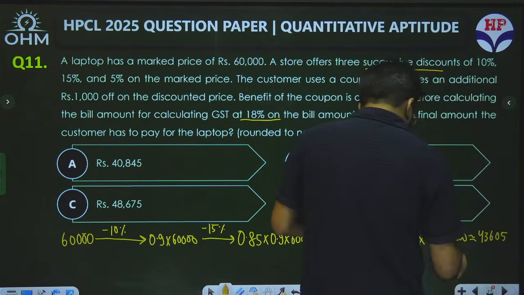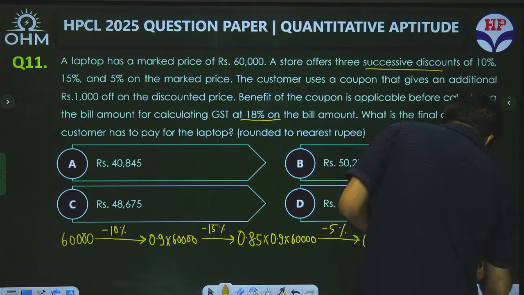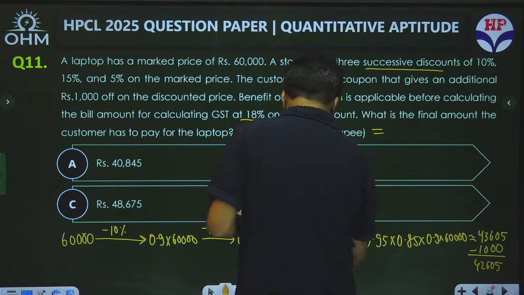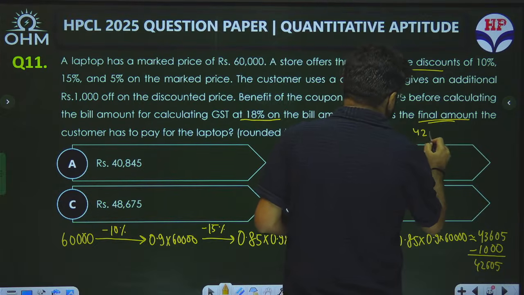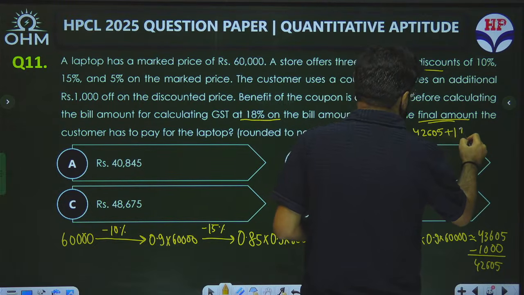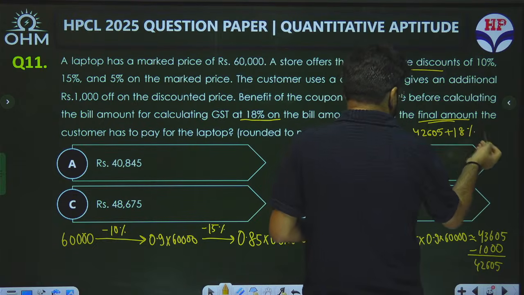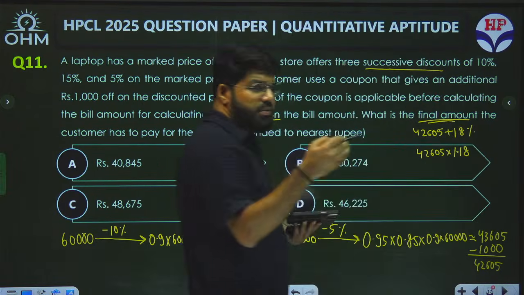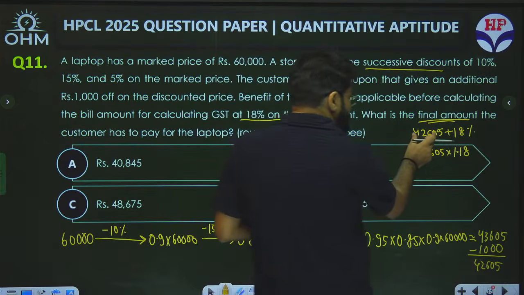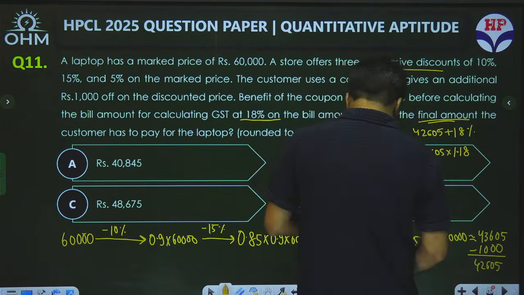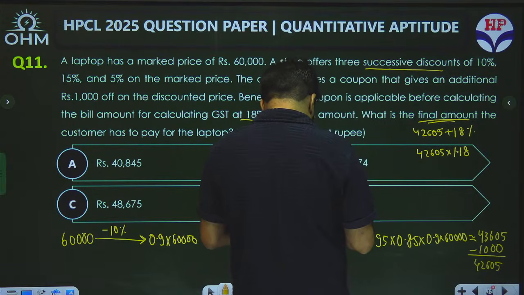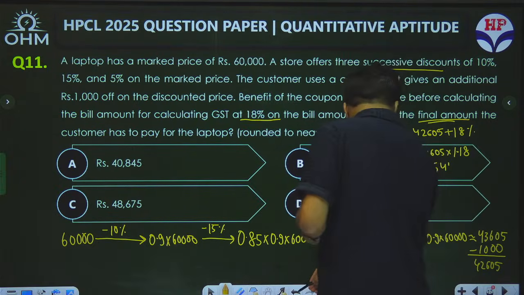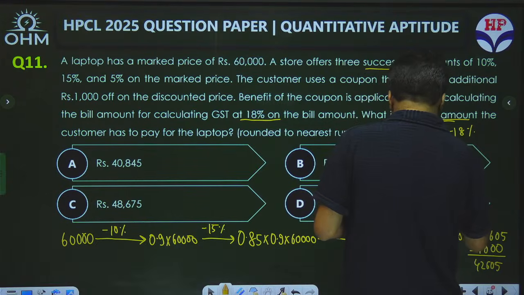43,605. Then again the coupon discount of 1,000, so it will be 42,605. So the final amount that the customer has to pay is 42,605 plus 18%. 18% is like 0.18. So I'll directly write 42,605 into 1.18, because plus 18% means overall 118% he will pay: 100% of this value plus 18% of this value. When you multiply it by 1.18, the net value is 51,453.